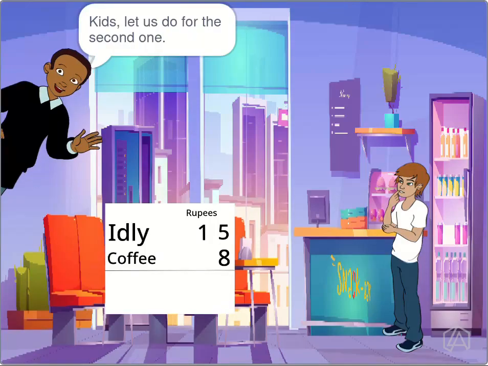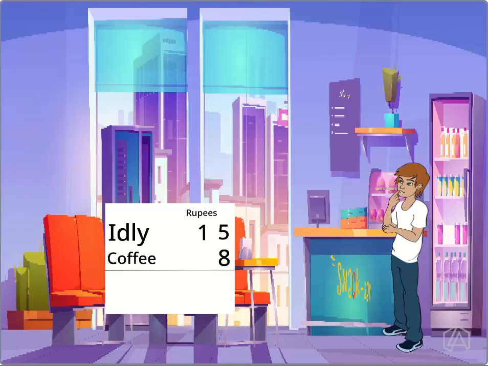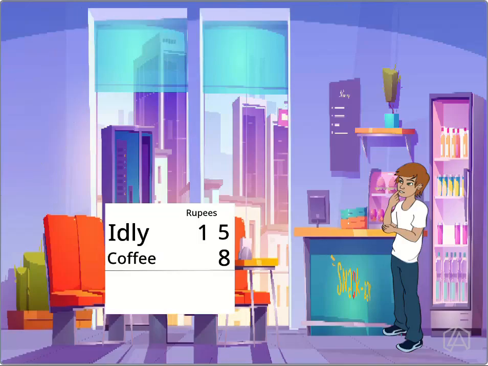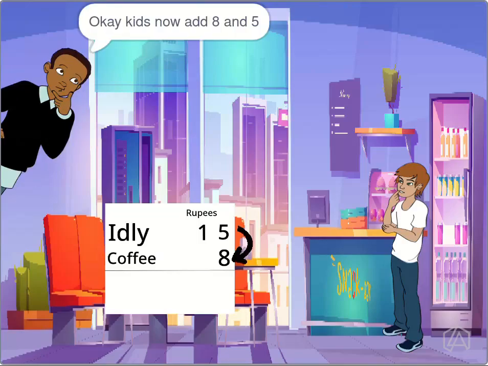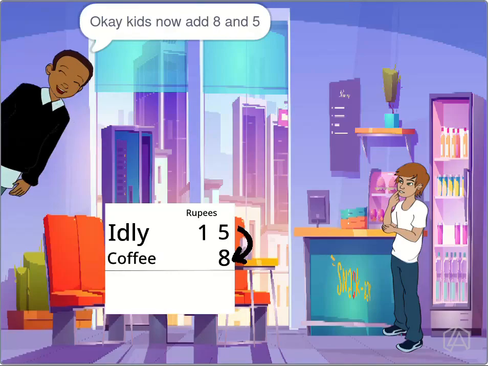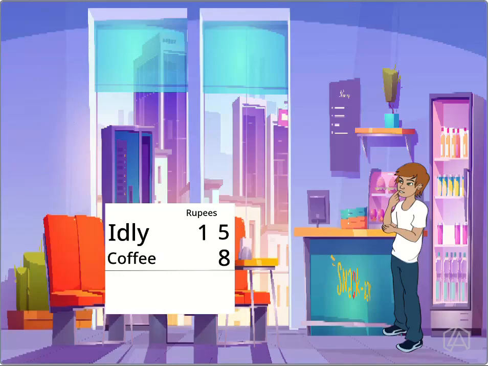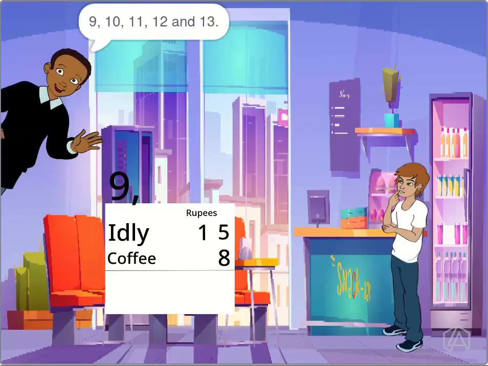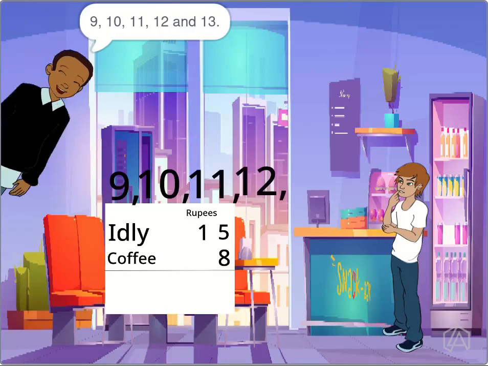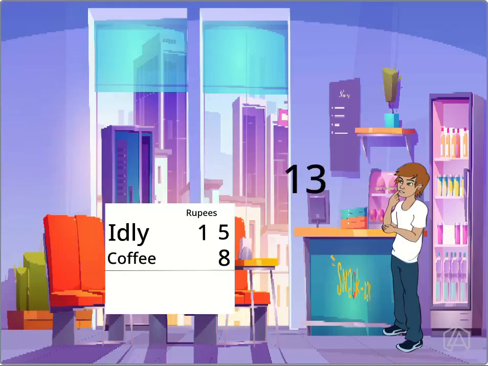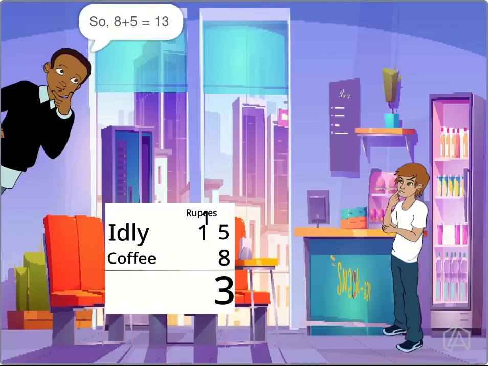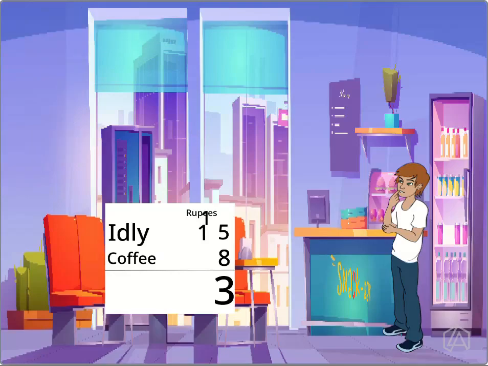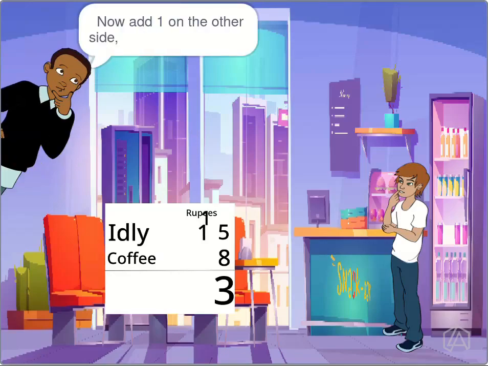Kids, let us do the second one. Let us find the total rupees. Okay kids, now add 8 and 5. Count 5 after 8. 9, 10, 11, 12 and 13. So 8 plus 5 is equal to 13. Now add 1 on the other side.